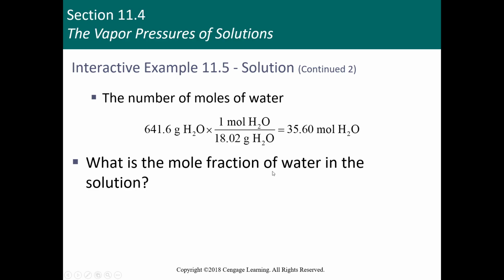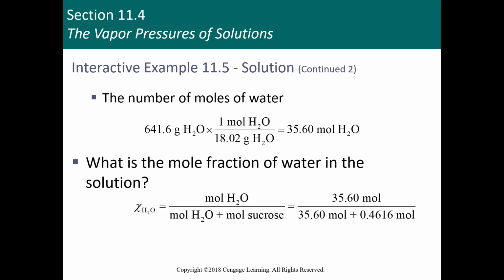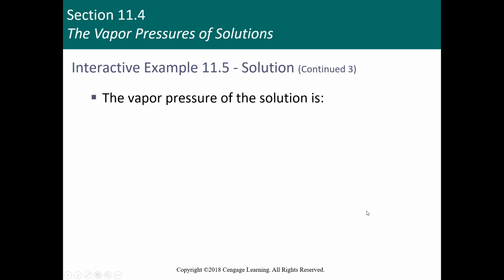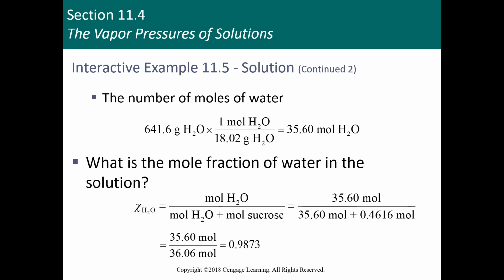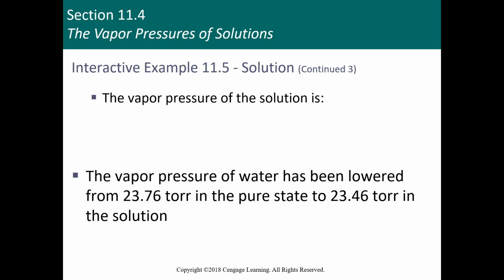So what is the mole fraction of water in the solution? So I again have my value of chi, which is 0.9873. Notice it's very close to 1 because you actually have very little of the sugar. Or moles of the sugar, excuse me. You actually have a fairly large mass.